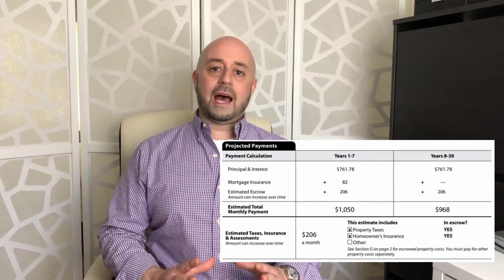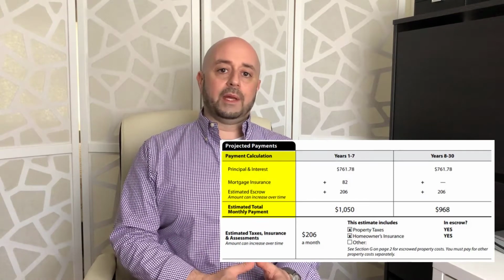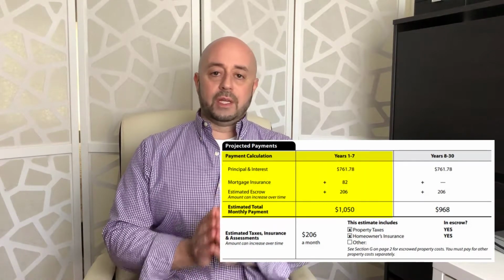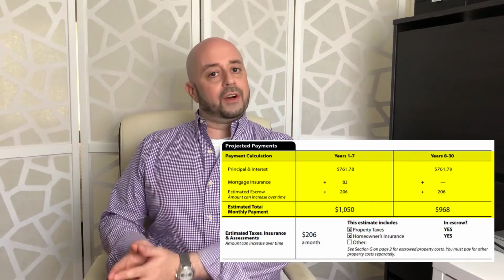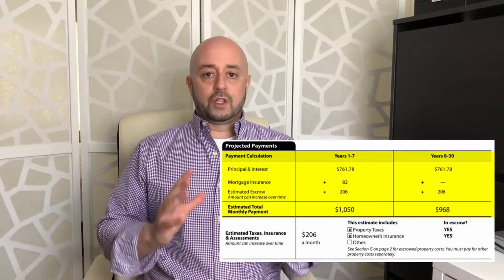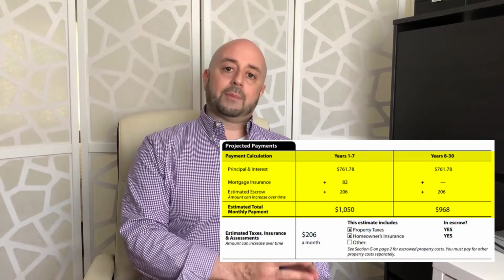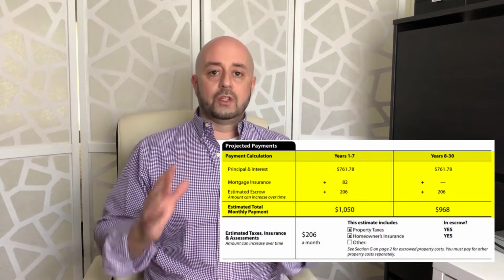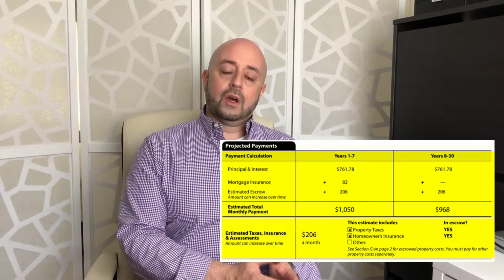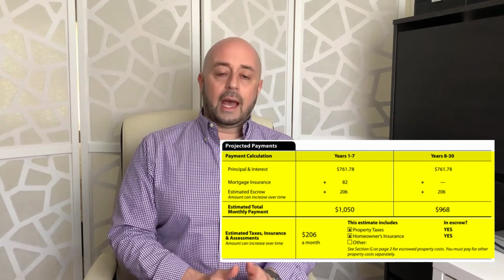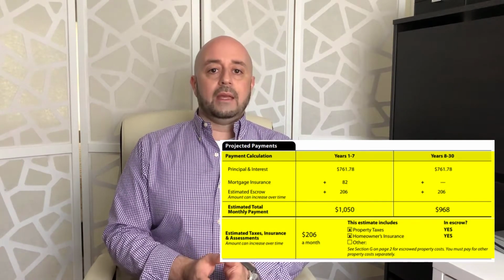So the third section of the loan estimate outlines projected payments. And that is what your payment will be from year 1 through year 7, and what your payment will be from year 8 through year 30 of your mortgage term. Those are different payments because different payments apply towards principal and interest during those times. Also, it will outline your escrows, whether or not you have escrows, and what your escrow payment will be to cover taxes and insurance.